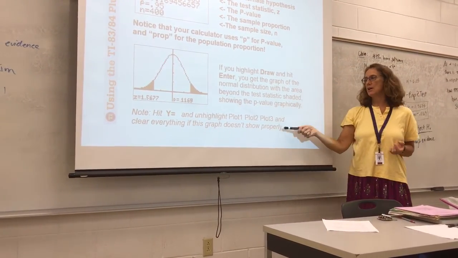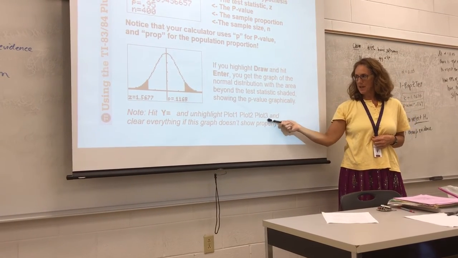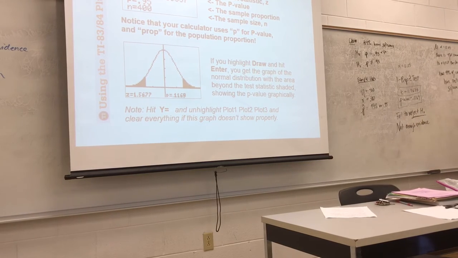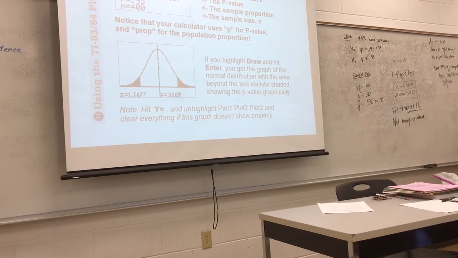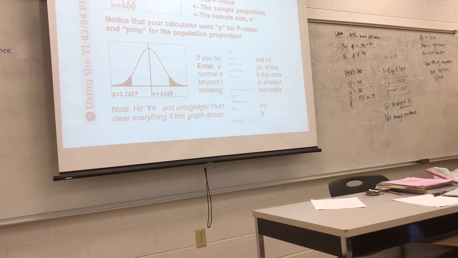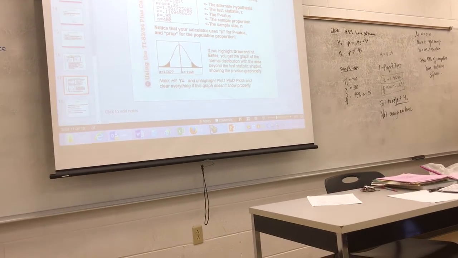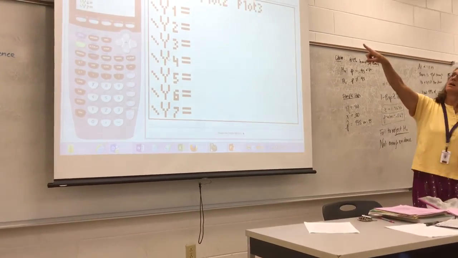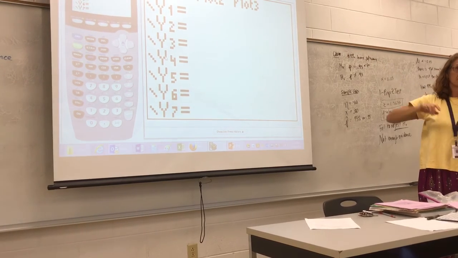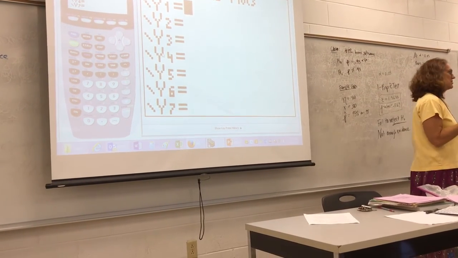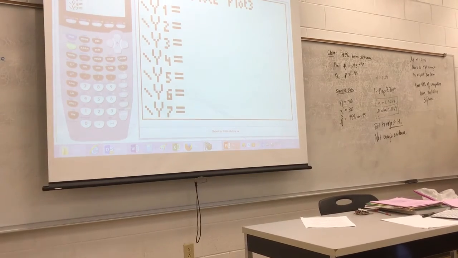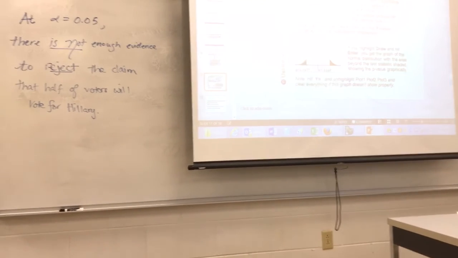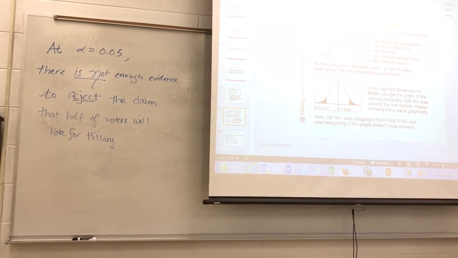And if you choose draw, now you do have to be careful with the draw option. I have a note down here that says hit your y equals and make sure everything's cleared out. Because if your calculator is trying to graph something at the same time that it's trying to draw something, you're gonna get an error. So if you just hit y equals, make sure that those are all clear and that the plots are all turned off, meaning unhighlighted. Then you'll be able to use that draw option and see the curve. So you can see that two-tailed situation there.